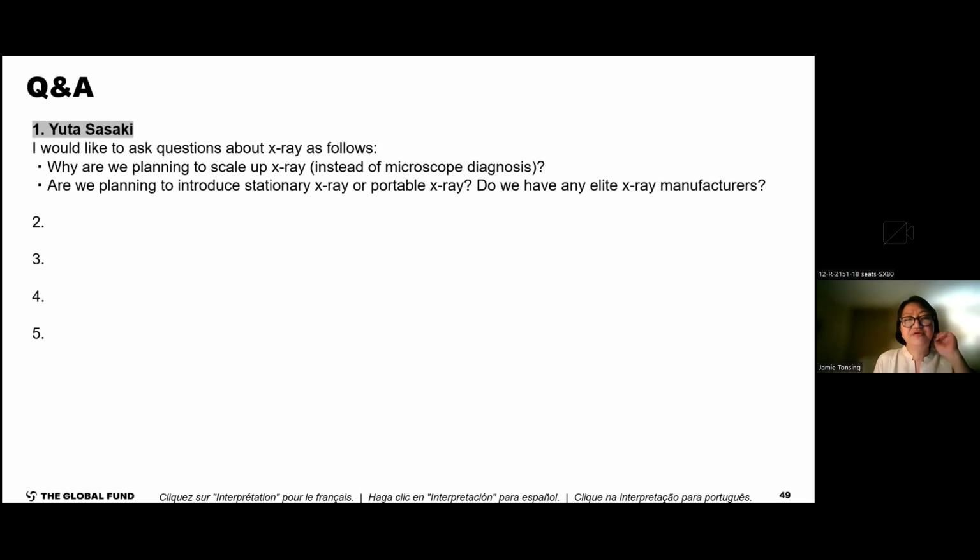And we are planning to introduce both stationary and portable X-ray. It depends on what the country needs. Maybe in a big TB hospital, they need stationary X-ray. But if you are doing, for example, active case finding, targeting remote populations in an outreach mode, maybe at that time you need portable X-rays. And we have very good X-ray manufacturers. We have people who are able to offer the AI, the CAD instrument that reads the X-ray. You can find them in the diagnostic catalog of the Global Drug Facility. Top of my mind, I can think of at least 2 manufacturers which are listed in the GDF catalog, but there are many more manufacturers that are coming up.